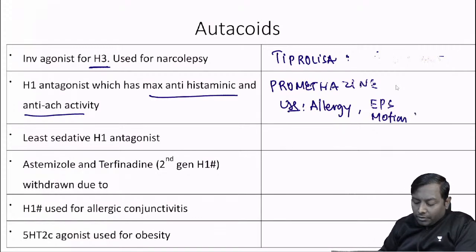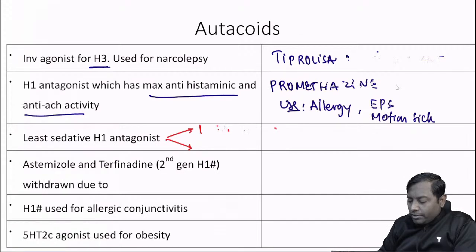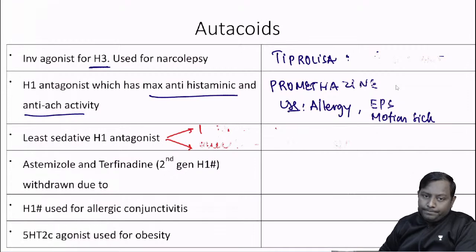Least sedative H1 antagonist. If the question asks specifically from the first generation, please mark chlorpheniramine. If it asks overall, or from the second generation, then your answer will be fexofenadine. Fexofenadine is the overall least sedative. Astemizole and terfenadine are not used because of QT prolongation.